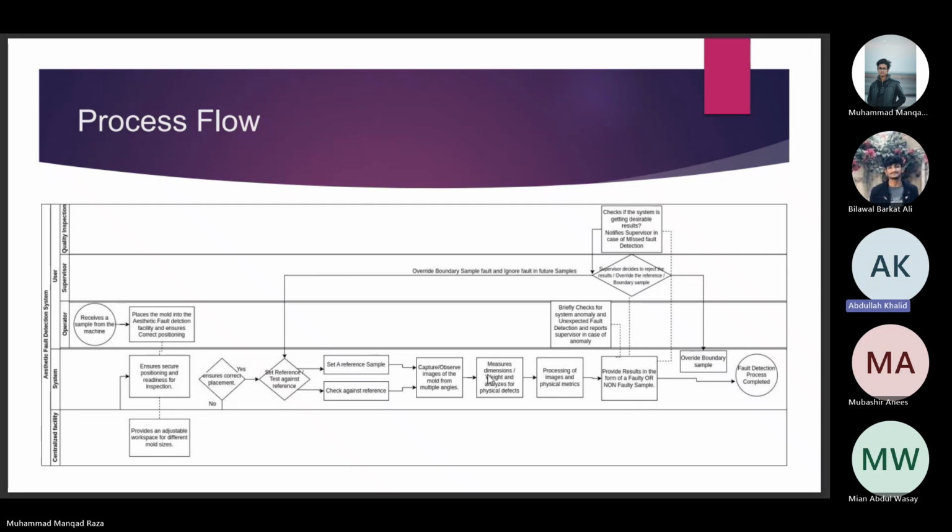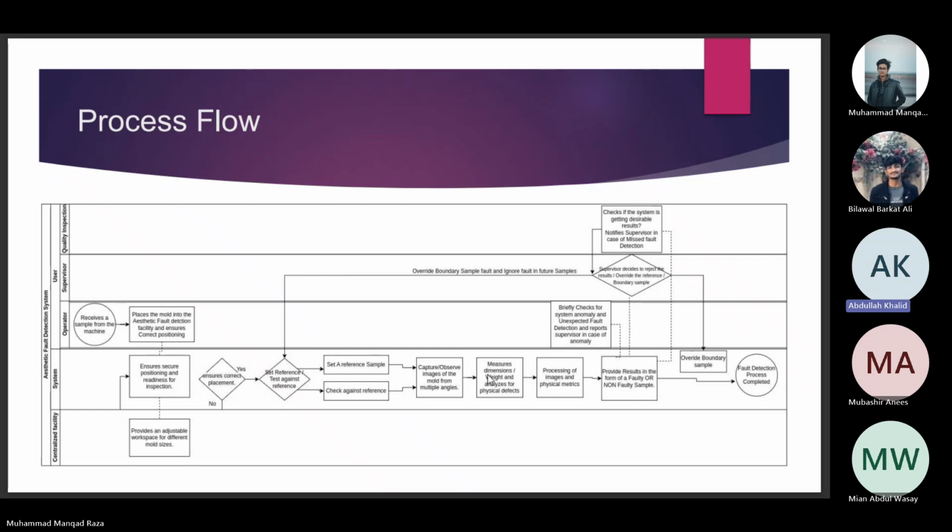After that, we again have the users. It is the role of the user, the supervisor or the quality assurance person. They can check if the results are accurate or if they need to be improved. Currently our system has the flexibility of overriding a sample, in case there is any fault that is not being detected, or the supervisor wants that to not be detected.